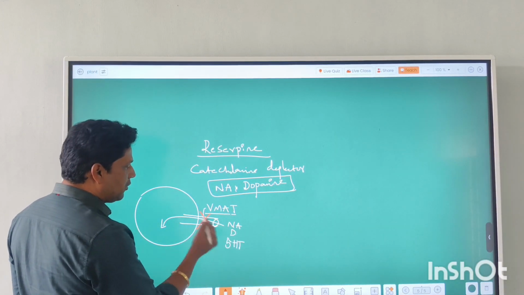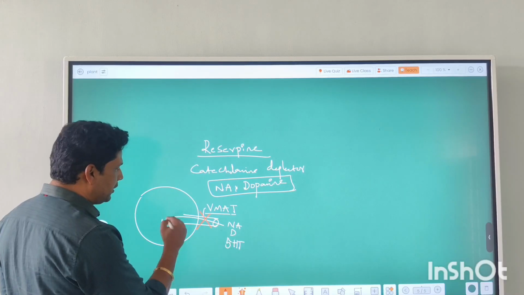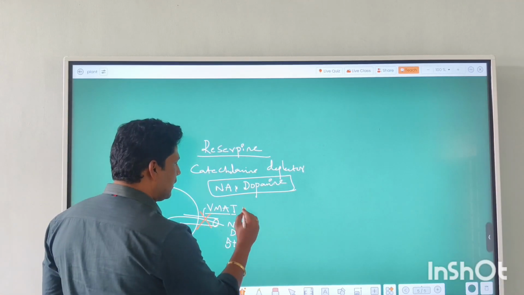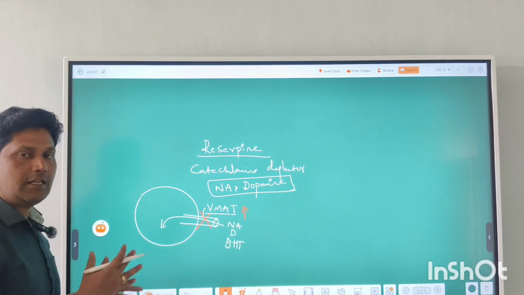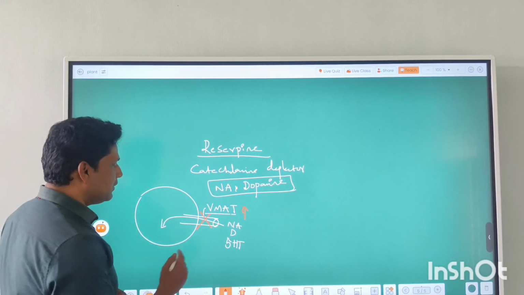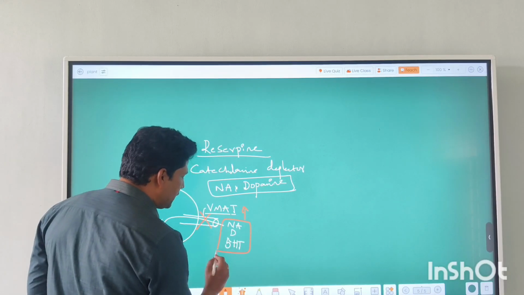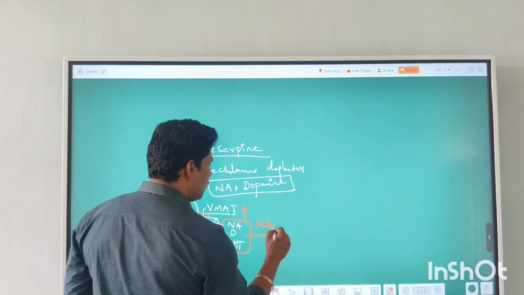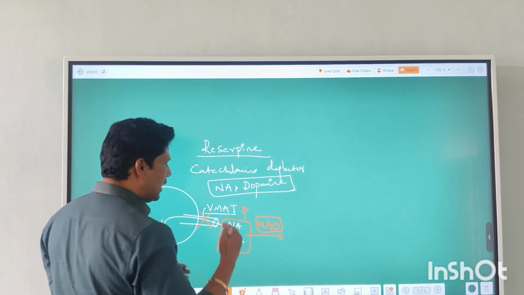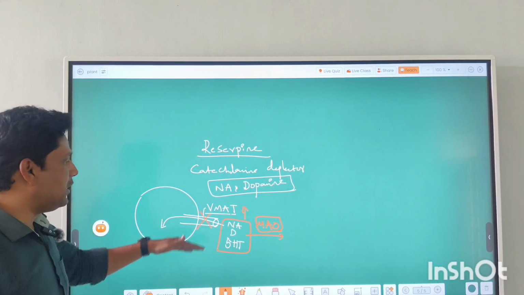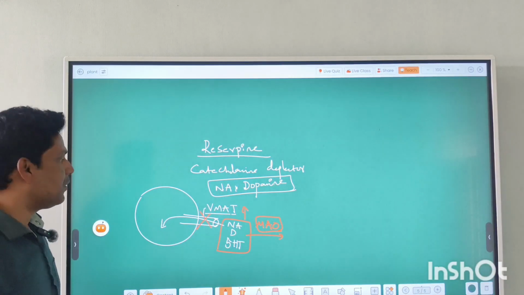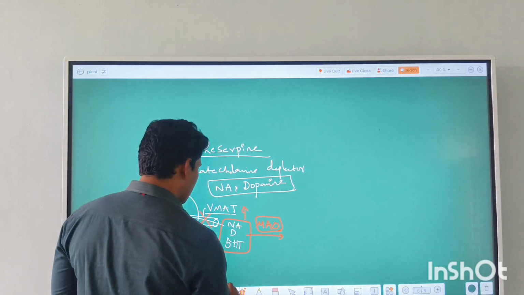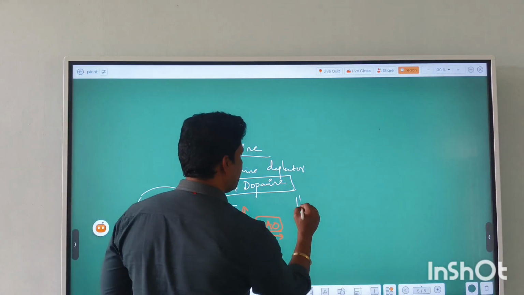So there is no entry of noradrenaline, dopamine and 5-HT into the synaptic vesicle, which increases the concentration in the axonal plasm. This noradrenaline, dopamine, 5-HT get degraded in the presence of monoamine oxidase, and the activity of these monoamines decreases. So that's why it produces effects like hypotension.